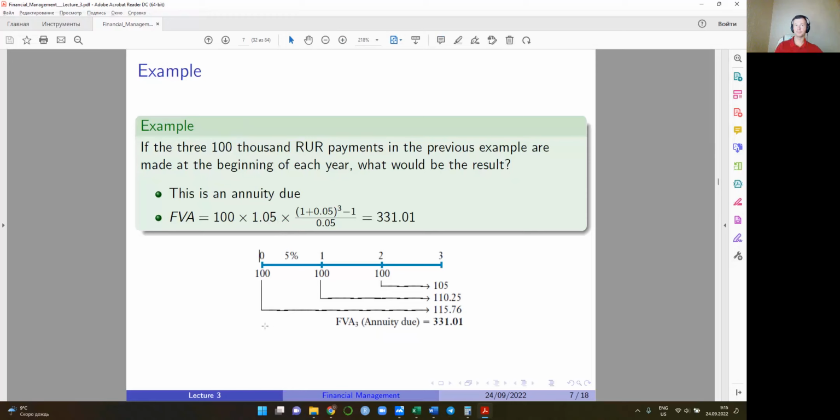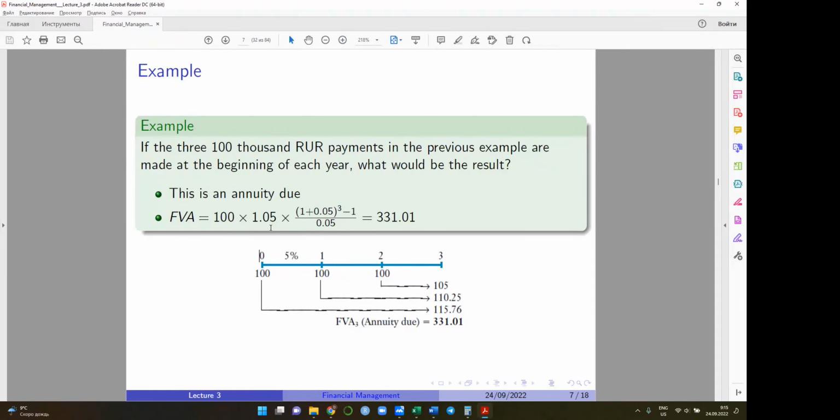Like this. So we start here. The first payment now is located at 0. It gives you profits for one additional period. Then the second is located here and the third is located here. So all these payments, compared to the previous case, are multiplied by 1.05. That's all.